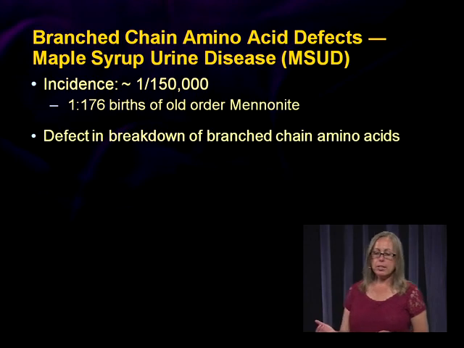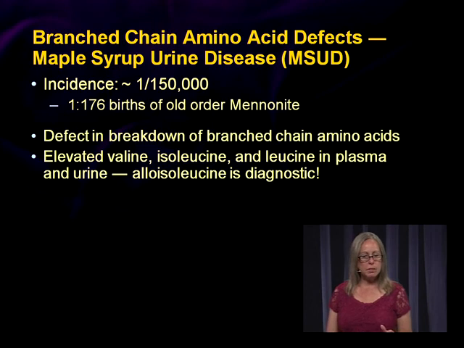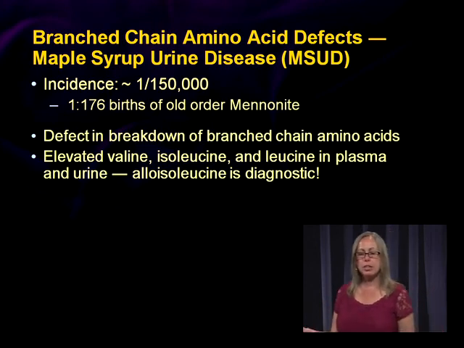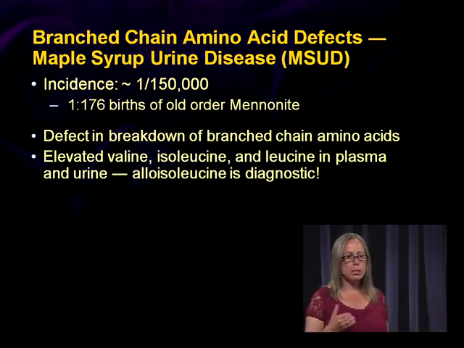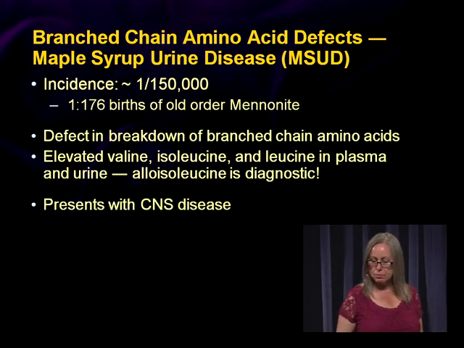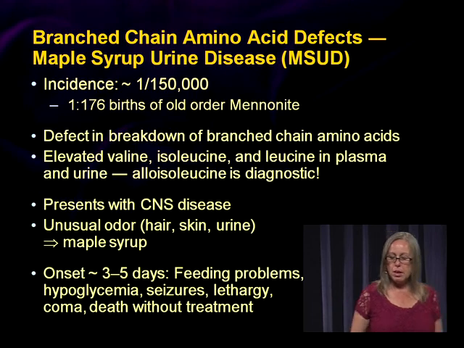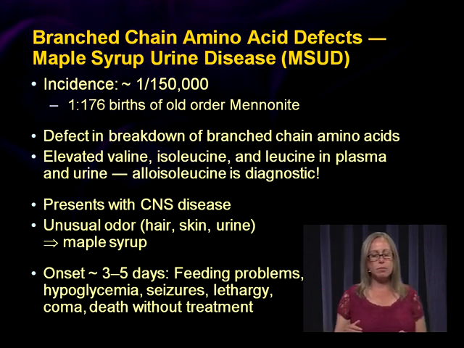It's a defect in breakdown of branched chain amino acids, which are valine, isoleucine, and leucine. So all three of those will be up. The pathognomonic compound here is alloisoleucine, and you'll see that in the plasma and in the urine. Generally presents with CNS symptoms. They have an unusual odor from which it gets its name, maple syrup. The onset is about 3 to 5 days of life with feeding problems, low glucose, seizures, lethargy, coma, and finally death without treatment.